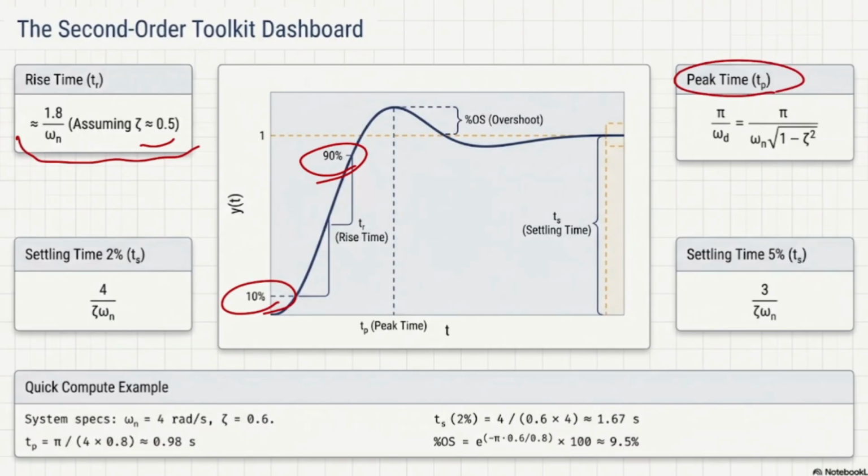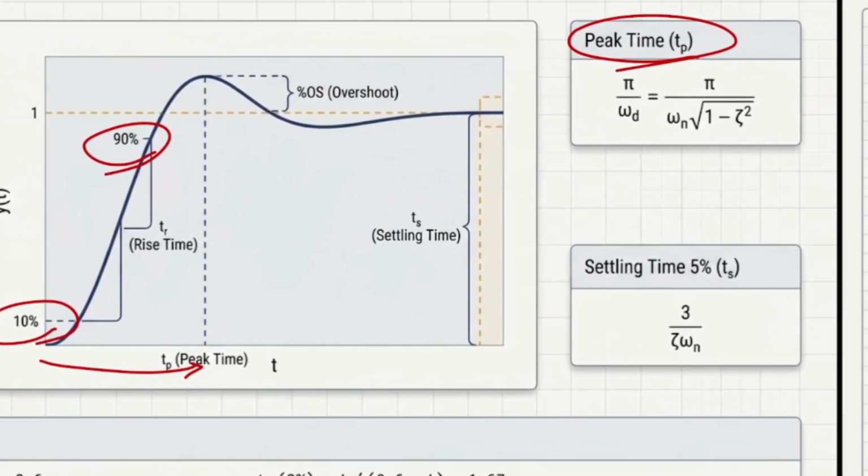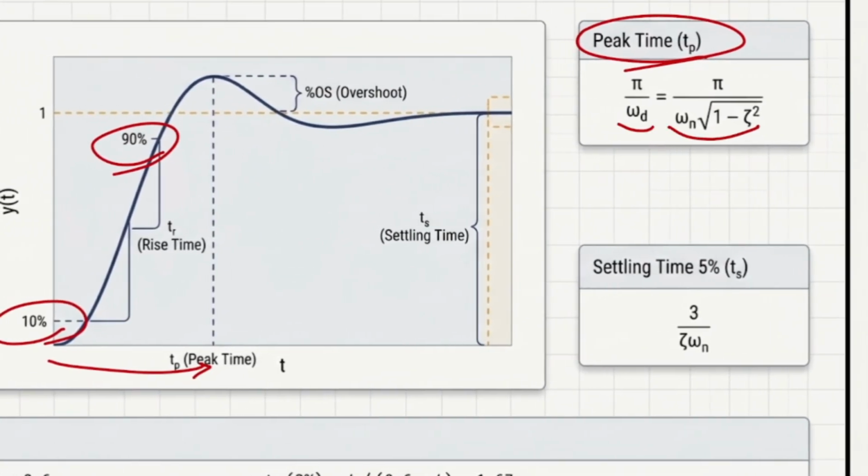Then we have the peak time. The amount of time it takes for a system to reach its maximum is going to be pi divided by omega d, which is also pi divided by omega n times root of 1 minus zeta squared. Then we have the settling time. How much time does it take for my system to reach an error of 5%, which would be 3 divided by zeta omega n, or 4 divided by zeta omega n.